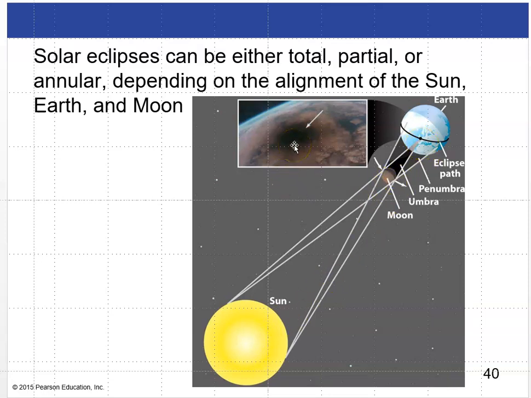Here from space is a picture of that shadow. Anybody who's in this part right here, that's the umbra, will see a total solar eclipse. Anybody who's outside here, that faint fuzzy stuff, is seeing a partial solar eclipse. That's the penumbral part of the shadow.